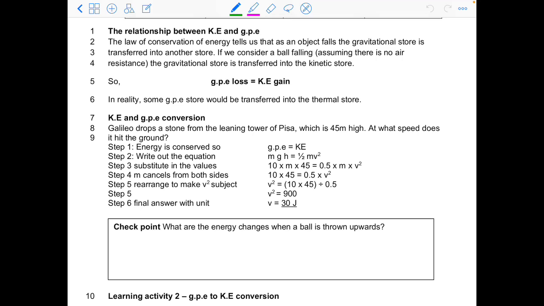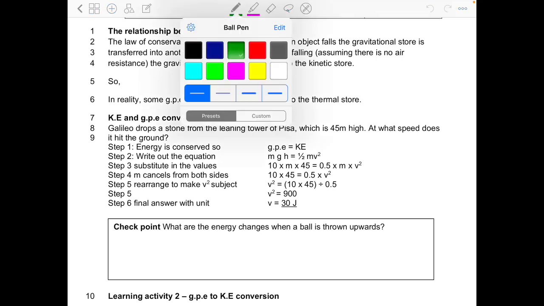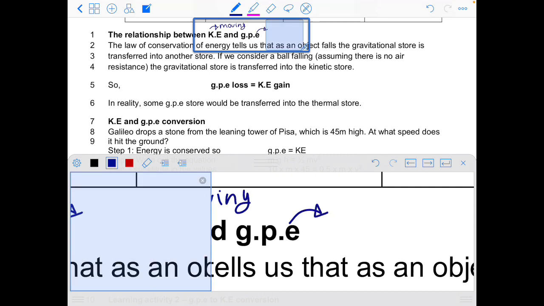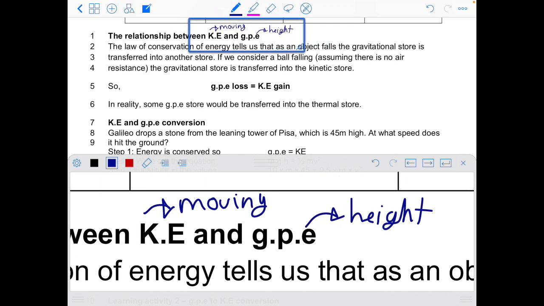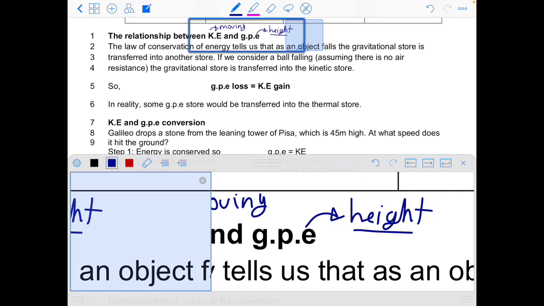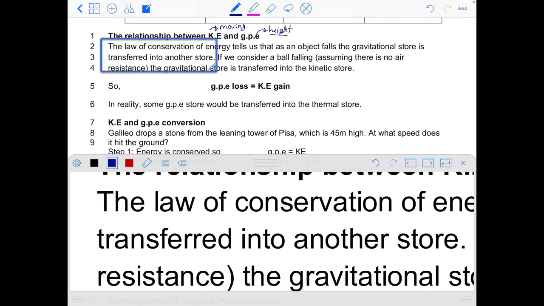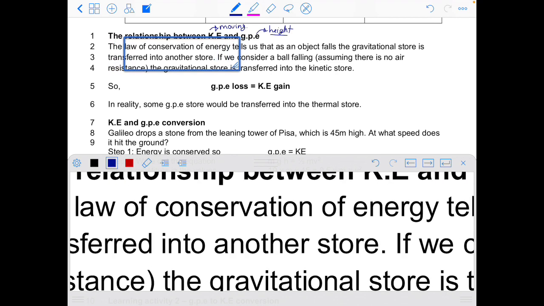Now we're going to look at comparing the relationship between kinetic energy and gravitational potential energy. Remember that kinetic energy is the energy found in moving things, and gravitational potential energy in things that have height. In order for something to get to a height, we need to move it there. And for it to come down from that height, to lose gravitational potential energy, again, it needs to move. So that's how those two are very closely linked. And we're going to look more and do some calculations about that.